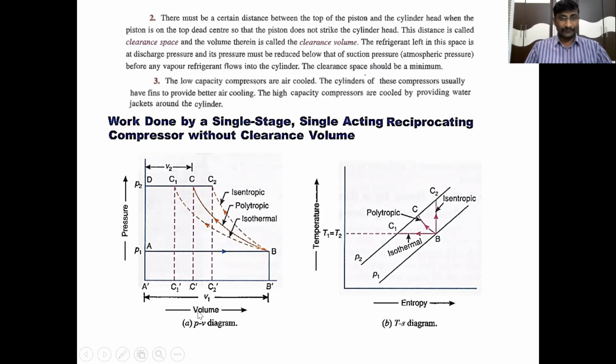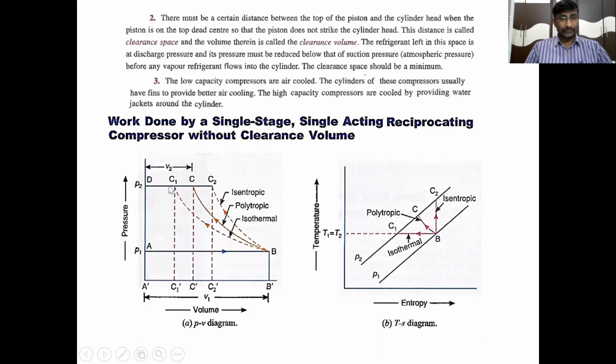This is the diagram which shows the PV diagram and TS diagram. AB is the suction stroke. The piston moves from top dead center to bottom dead center, A to B. Then B to C, or C1, C2, is the compression process, which follows different laws: isothermal, polytropic, and isentropic. BC1 is the isothermal compression, BC is the polytropic compression, BC2 is the isentropic compression. After the compression process, the high pressure refrigerant will be sent to the condenser through the discharge valve.